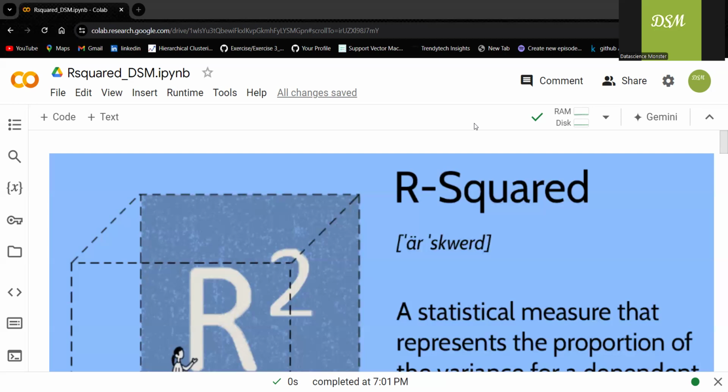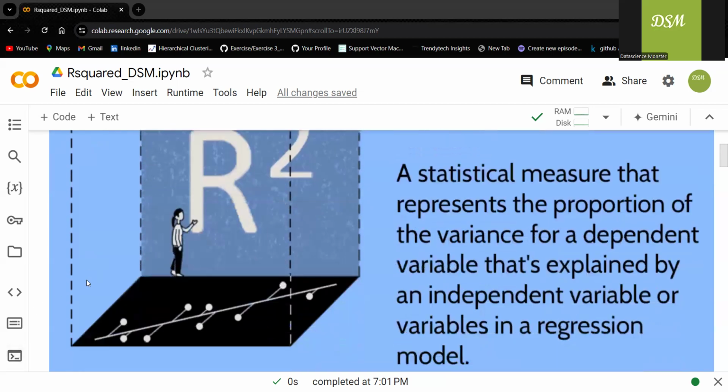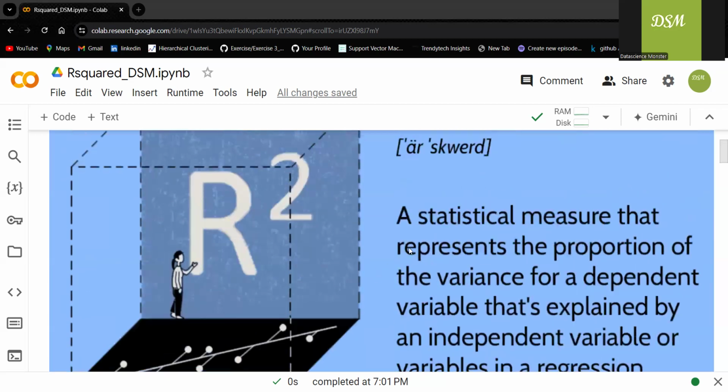So first, let's try to understand what R-squared is. Have you ever written this anywhere? Yes. We write model equals LinearRegression, and then model.score(X_train, y_train), model.score(X_test, y_test), right? So what does this .score represent? This is nothing but R-squared. So let us now go slowly to understand the concept of R-squared.